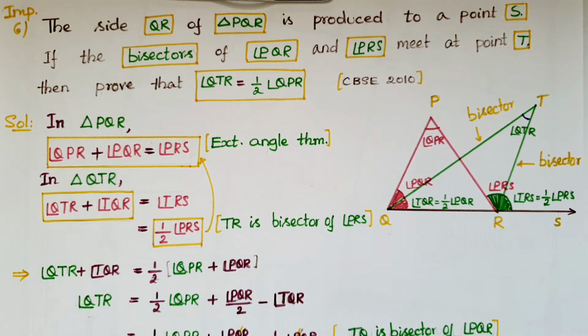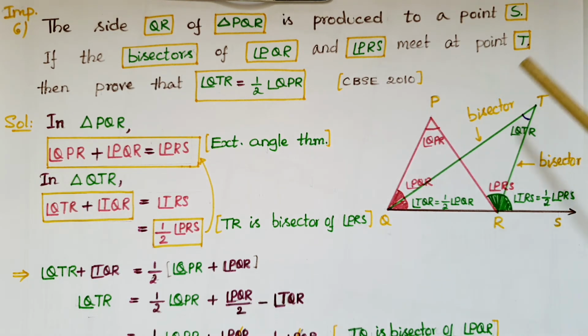This is the sixth problem. In this problem, the side QR of the triangle PQR is produced to a point S, and the bisector of angle PQR, that is QT, and the bisector of this exterior angle, that is RT, meet at a point T. Here we have to prove that angle QTR is equal to half of angle QPR. This question was asked in CBSE 2010.